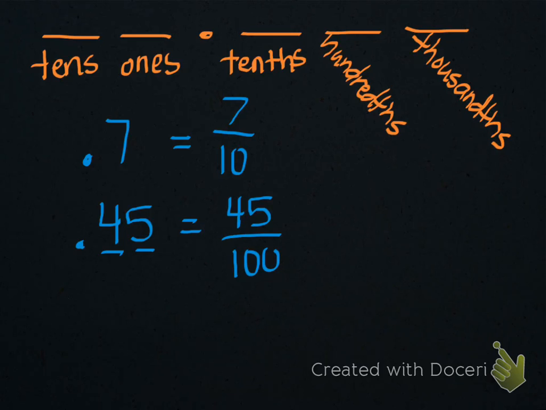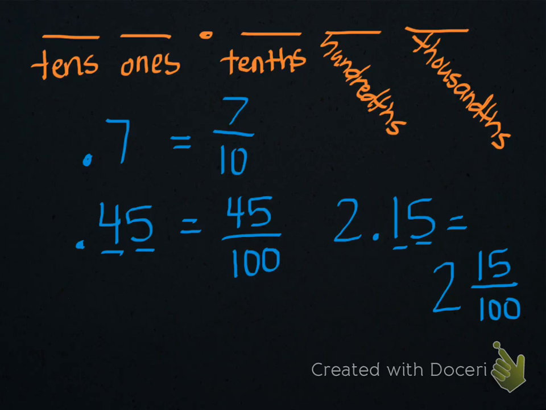Yep, hundredths. And sometimes it might have a whole number too, like 2.15. That is the same as what? I'll give you a hint. It's going to be a mixed number. 2 and 15 hundredths. The denominator is always the place value that you end in. This, I think, is pretty much review for you guys. So now you've gone from decimals to fractions.